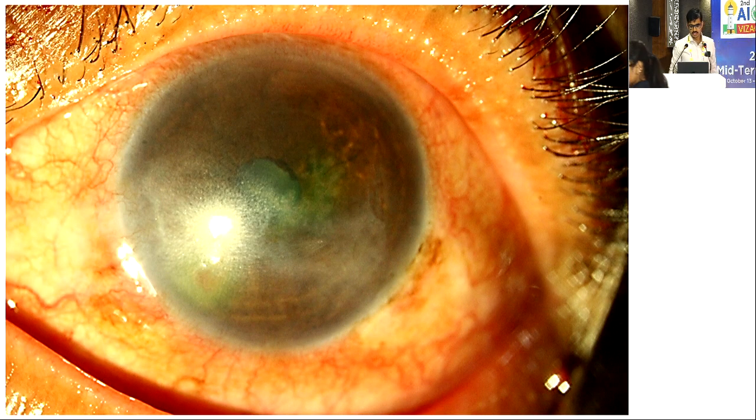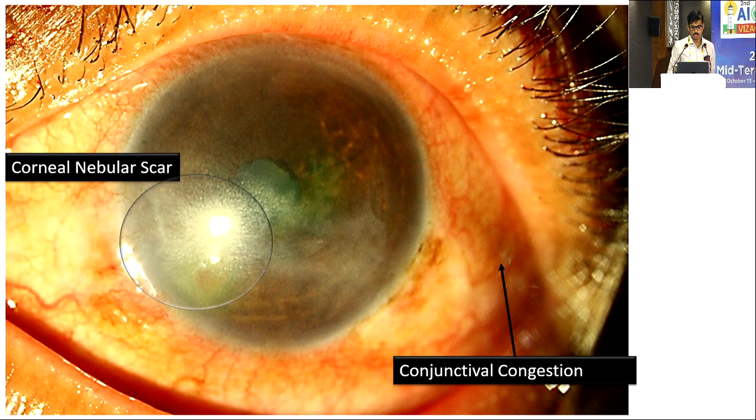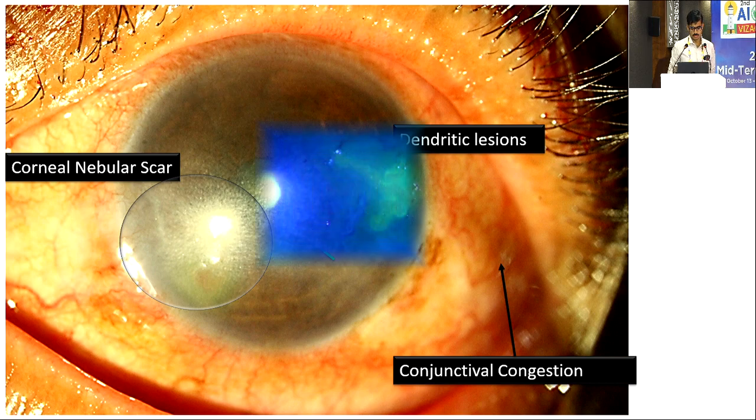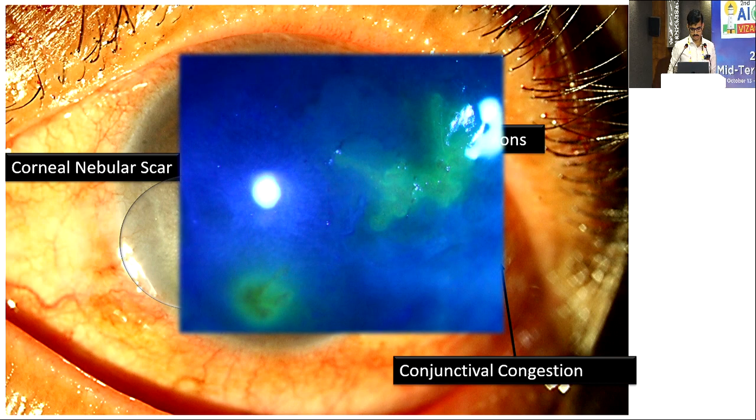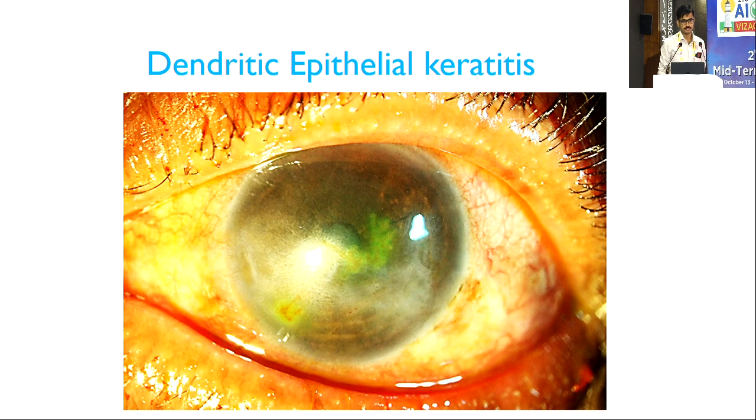In this picture, you can see there's conjunctival congestion, a corneal nebular scar, and dendritic lesions. If you zoom in, you can see the dendritic lesions clearly. So the diagnosis is HSV dendritic keratitis.